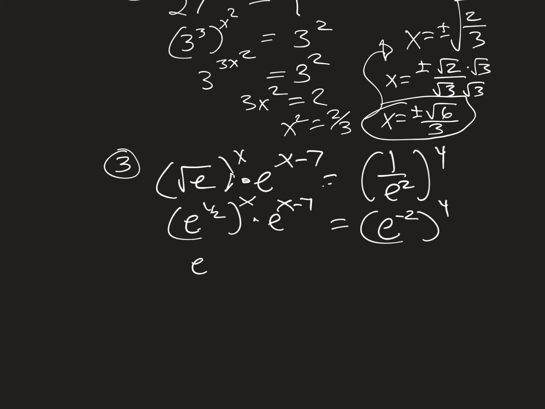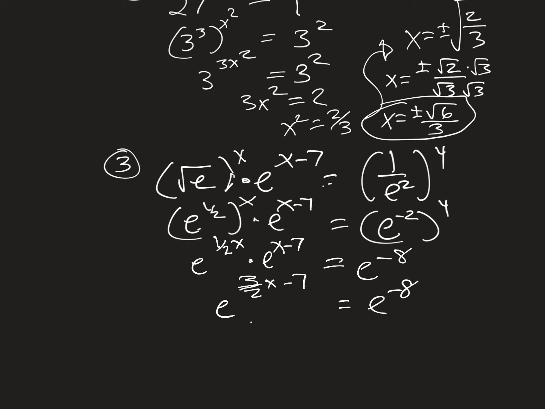Power to power I multiply, so e to the 1/2 x times e to the x minus 7 equals e to the negative 8. Same base on the left, I'm going to add exponents, so e to the 1 plus 1/2 is going to be 3/2 x minus 7 equals e to the negative 8. Set the exponents equal to each other. So 3/2 x equals negative 1. So x is going to be negative 2/3.